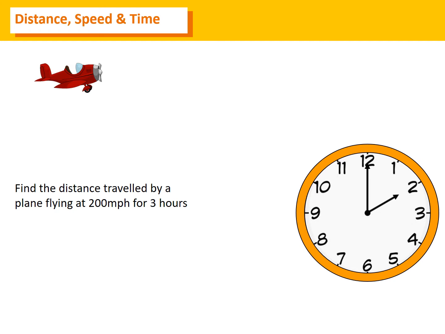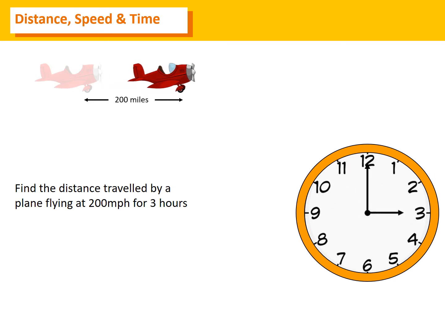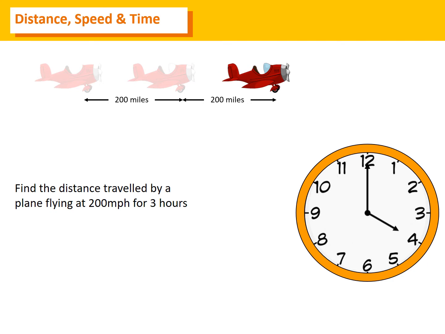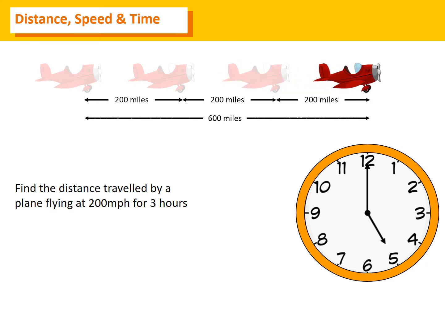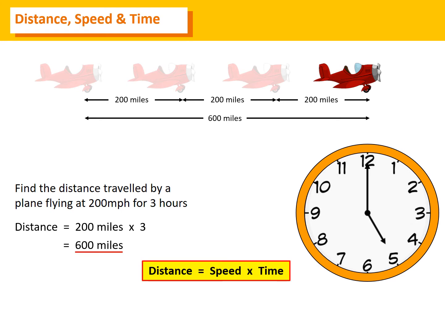Here's a plane travelling at 200 miles an hour for 3 hours. So after the first hour, it will have travelled 200 miles. After the second hour, another 200 miles. And in the third hour, another 200 miles. So we can see that's 3 lots of 200 miles, 600 miles. And in our last two examples, we've used, in both cases, that distance equals speed times time.